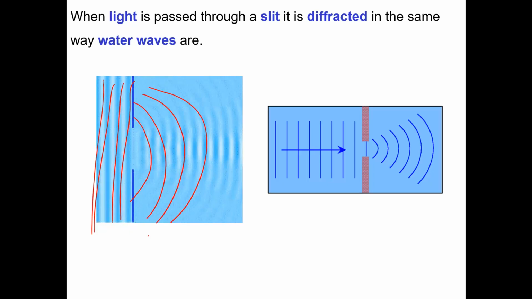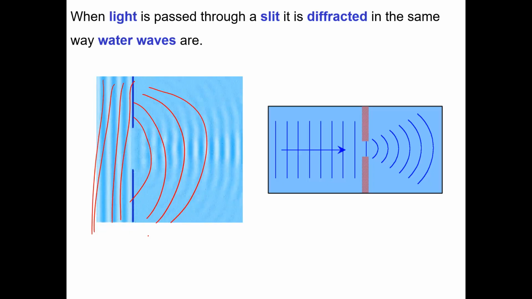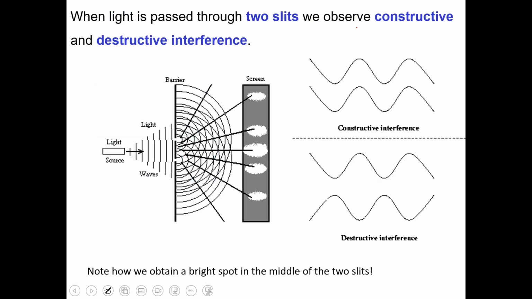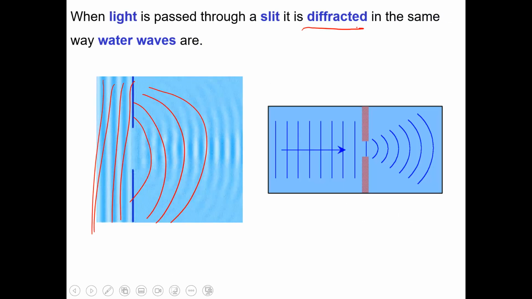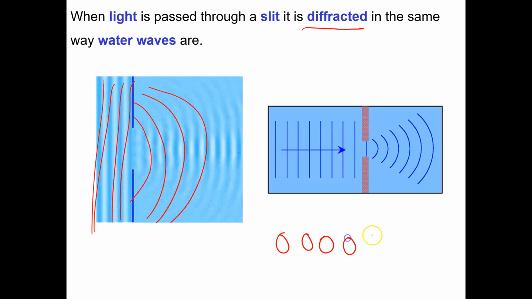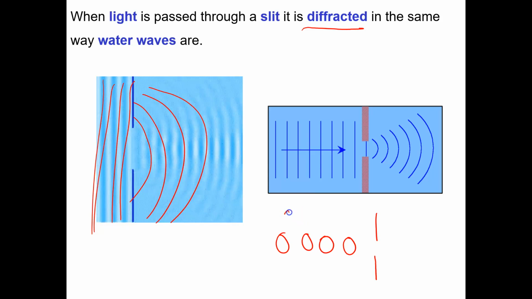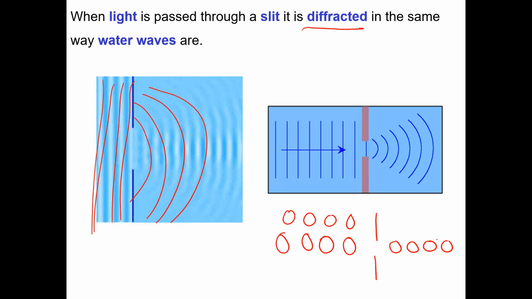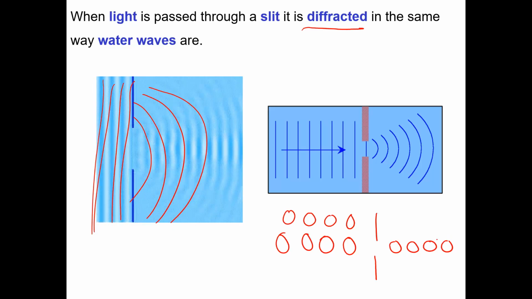And matter doesn't do this. Matter is not diffracted in this way. When matter goes through a slit, and we'll have a little diagram of this later on, it just goes through the slit, you know? It just does that. Okay.